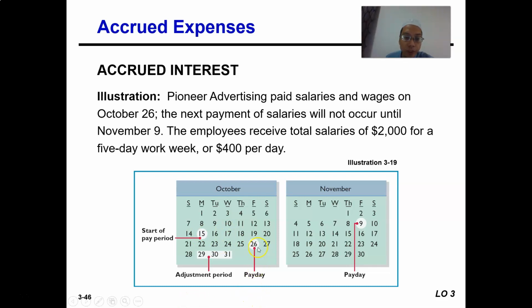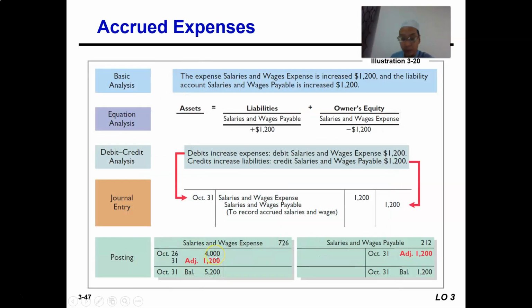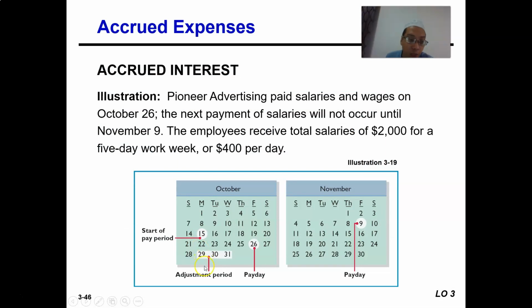But then afterwards, at the end of October, the workers work on 29th, 30th, and 31st of October. There are 3 days in October that the employees have come to work, but Pioneer is only paying them on 9th of November. Therefore, there are 3 days in October that people have worked but no salary has been paid. Therefore, a 3-day adjustment needs to be done.